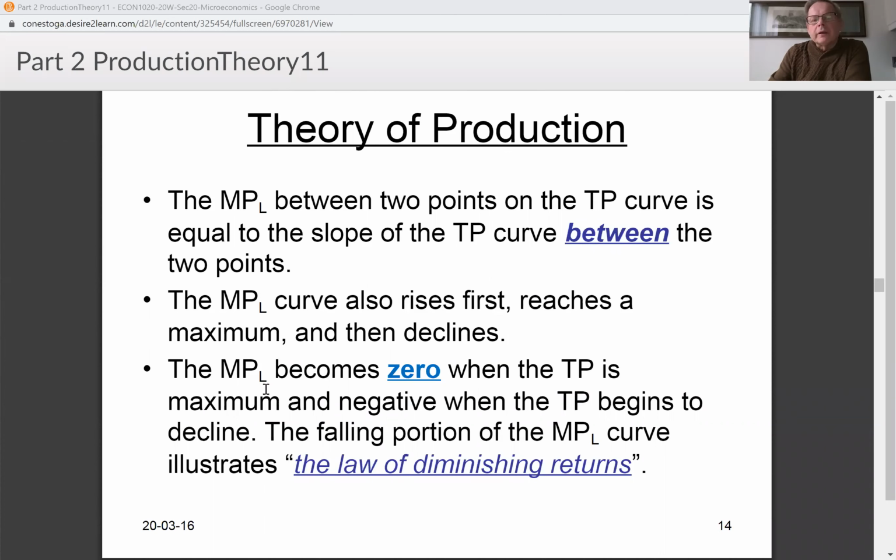The marginal product of labor becomes 0 when the total product curve is at its maximum and negative when the total product curve begins to decline. The falling portion of the marginal product of labor curve illustrates the law of diminishing returns. Please highlight the last sentence.